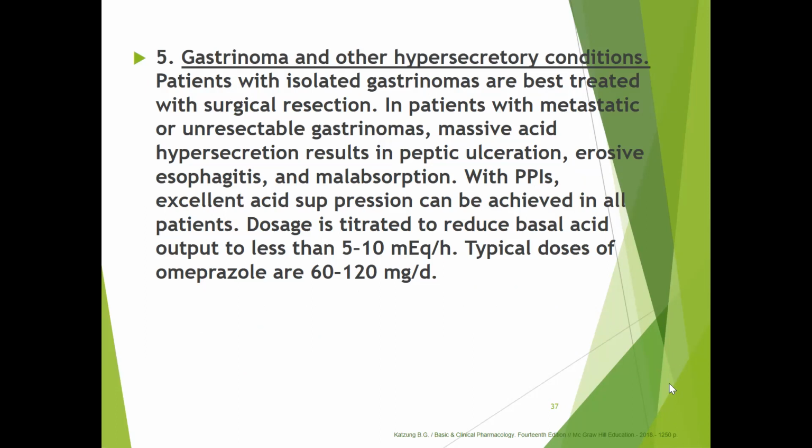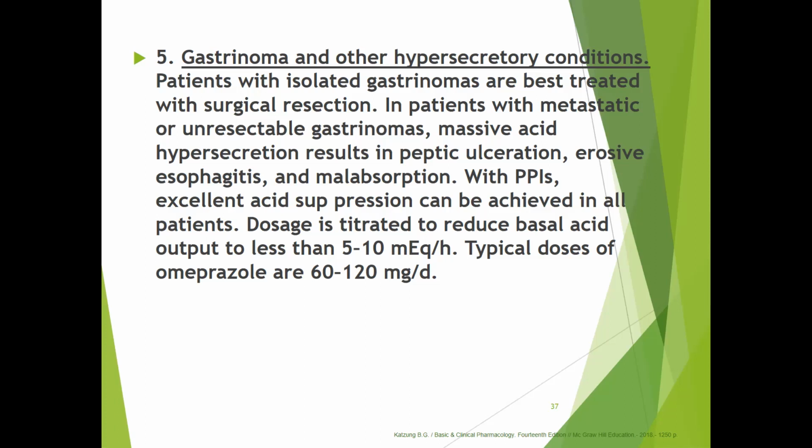Gastrinoma and other secretory conditions. What is gastrinoma? It is a tumor which causes an increase in the synthesis and secretion of gastrin, the hormone of the gastrointestinal tract, and provides an increase of acidity in the stomach, provoking gastritis and ulcer. Patients with isolated gastrinomas are best treated with surgical resection, but we must stop the very high level of acidity in the stomach for the prophylaxis of bleeding, penetration, perforation of this ulcer.